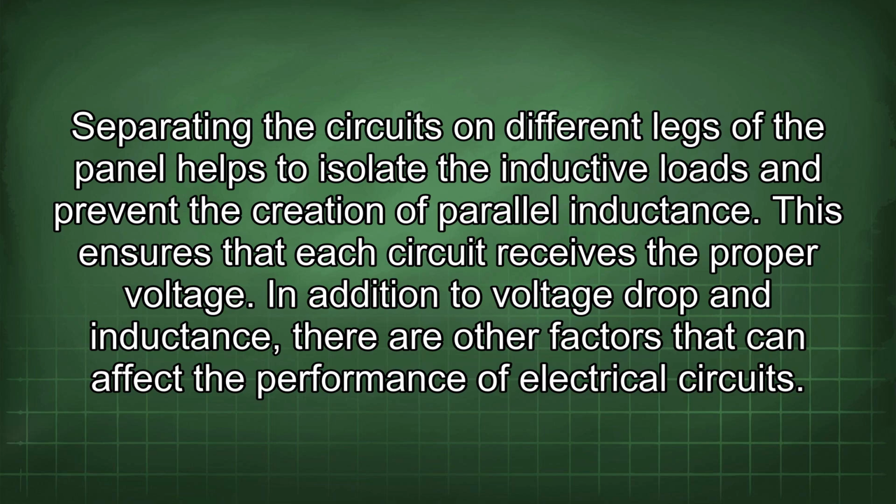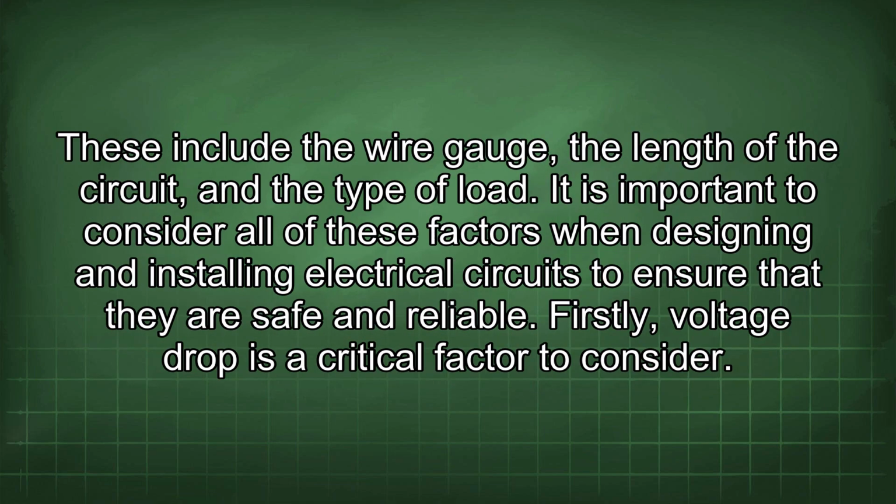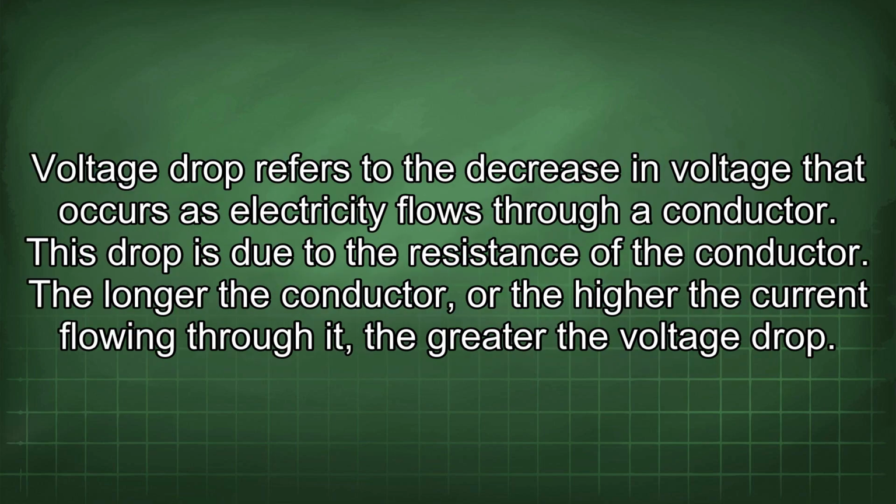In addition to voltage drop and inductance, there are other factors that can affect the performance of electrical circuits. These include the wire gauge, the length of the circuit, and the type of load. It is important to consider all of these factors when designing and installing electrical circuits to ensure that they are safe and reliable. Firstly, voltage drop is a critical factor to consider. Voltage drop refers to the decrease in voltage that occurs as electricity flows through a conductor. This drop is due to the resistance of the conductor. The longer the conductor, or the higher the current flowing through it, the greater the voltage drop.